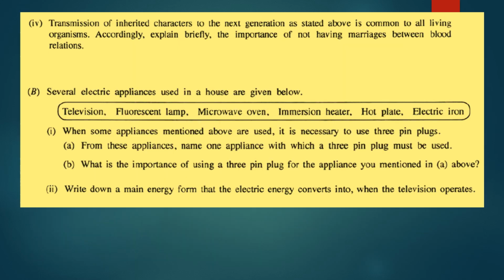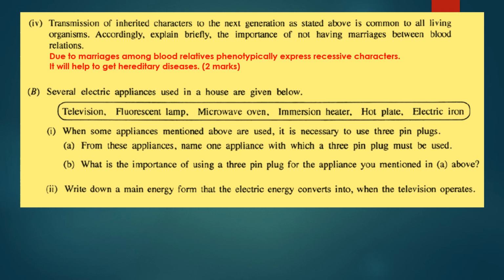Part 4. Transmission of inherited characters to the next generation as stated above is common to all living organisms. Accordingly, explain briefly the importance of not having marriages between blood relations. Due to marriages among blood relatives, recessive characters are phenotypically expressed. It will help to get hereditary diseases. 2 marks.